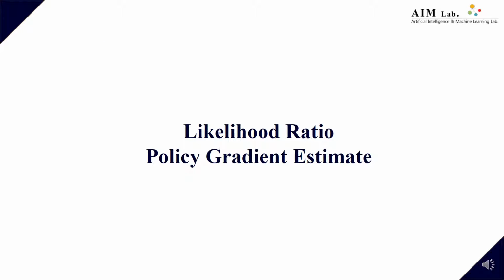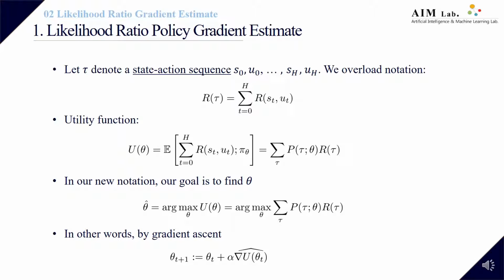So, the method we will use for the policy gradient is called the likelihood ratio gradient estimate. Let's denote tau to be a state-action sequence over the horizon H. Then we will associate the reward with the entire state and action sequence, and the notation is given here. Also, we define utility U, parameterized by theta, as an expected sum of rewards. We can write this as the sum of P times the reward, where P indicates the probability of the state and action sequence, times the reward of that state and action sequence. Our goal here is to find the theta that maximizes the utility function, and for this we apply gradient ascent, just like we've done gradient descent to find the hypothesis that minimizes the loss function.